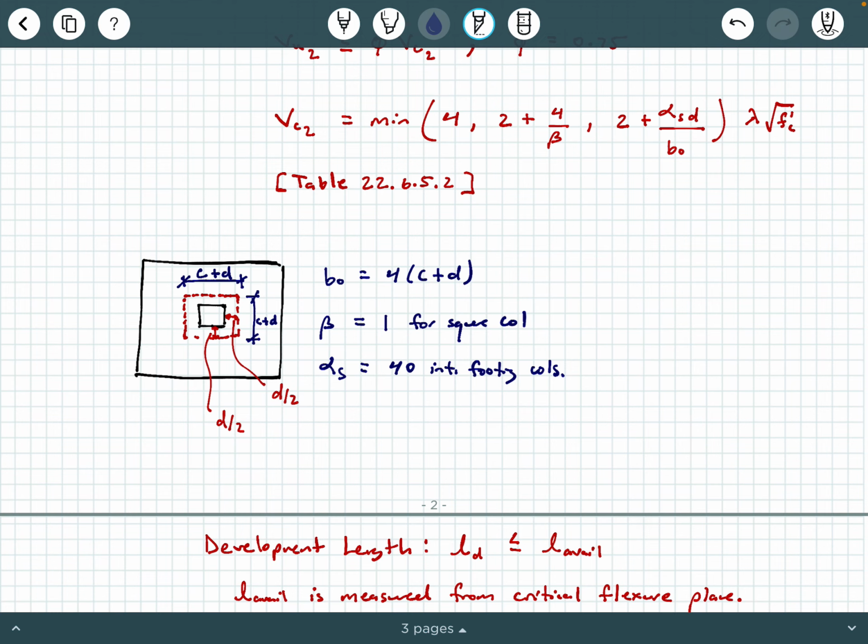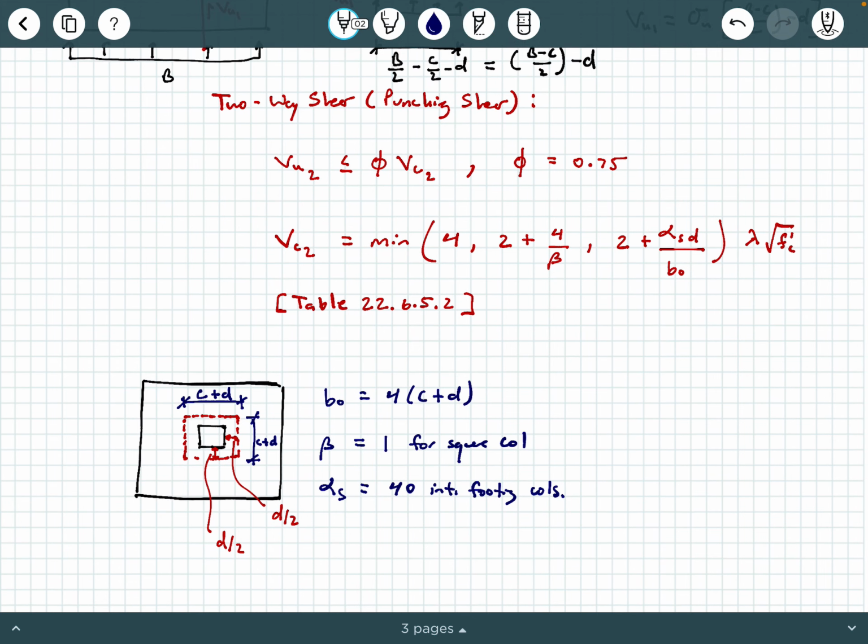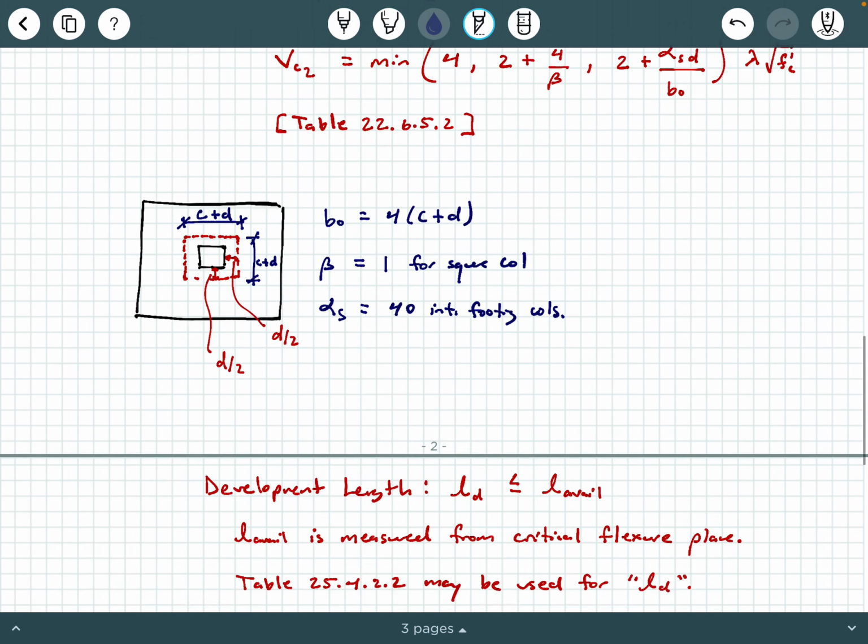Now, the question becomes, how do we calculate V sub u? I'm going to do that in another video, but this is kind of the background on V sub c, okay? So don't worry, I have not forgotten about how we get V sub u too. We're going to see that in another video, okay?